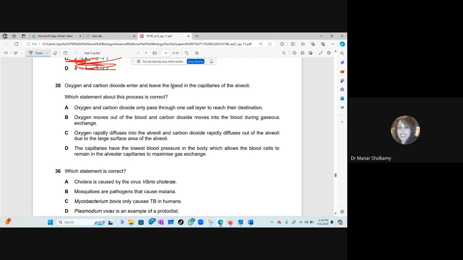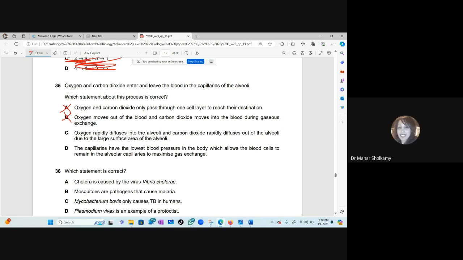Oxygen and carbon dioxide enter and leave the blood in the capillaries of the alveoli. Which statement about this process is correct? Oxygen and carbon dioxide only pass through one cell layer. Is this right? No. So A is wrong. Oxygen moves out of the blood and carbon dioxide moves into the blood during gas exchange. No, of course not. Oxygen rapidly diffuses into the alveoli and carbon dioxide out of the alveoli due to the large surface area. Is this right or wrong? It's wrong because oxygen doesn't diffuse into the alveoli.